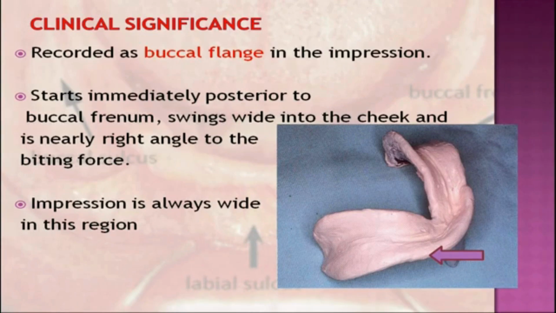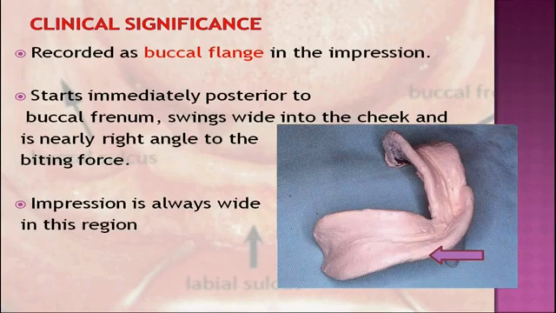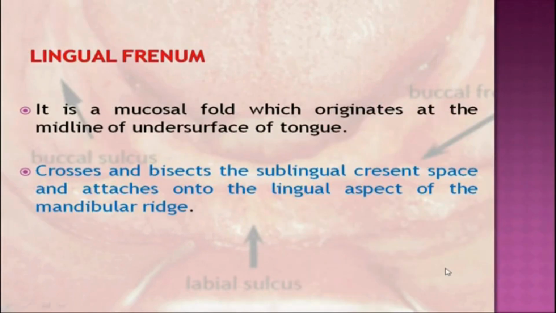Impression is always wide in this region. The distobuccal area of the impression will appear grooved and converged superiorly and mesially. The denture should cover the shelf area despite the fact that it will rest directly on fibers of buccinator muscle.